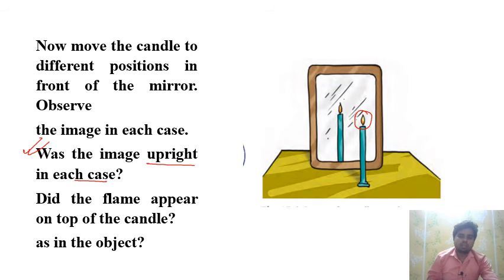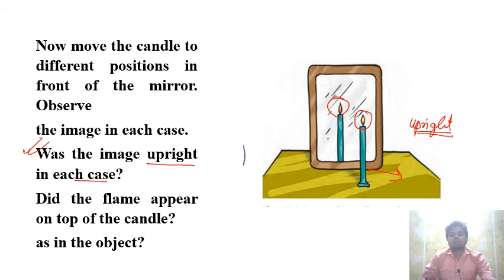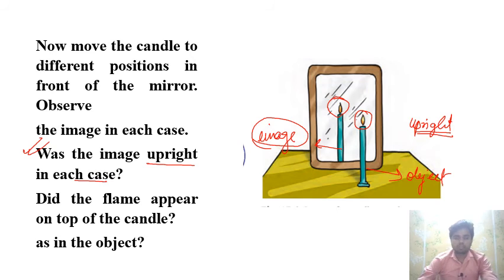Why is it upright? Because the candle is here, the flame is also here only. So this is the upright position, not inverted. And also we can say that when we are changing the position of the object, then the position of the image is also changed. Now, did the flame appear on the top of the candle as in the object? So yes, the flame is appearing on the top of the candle in the image also.